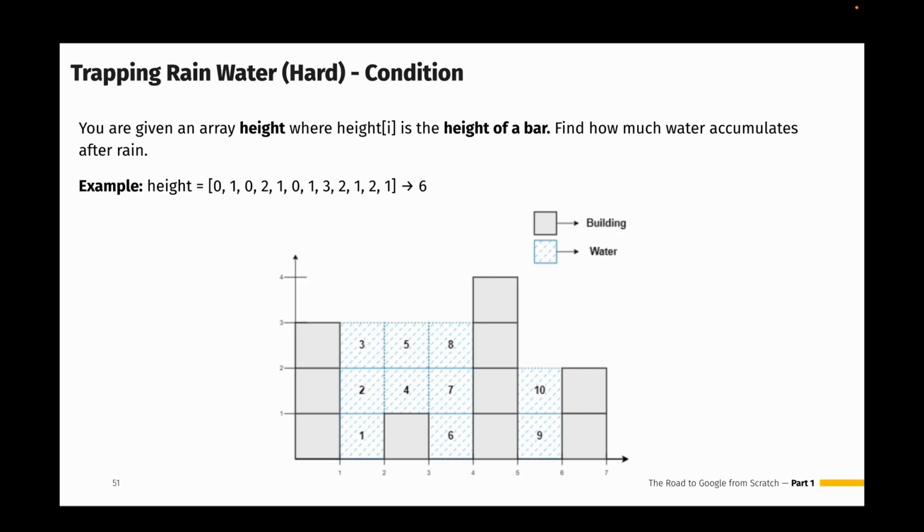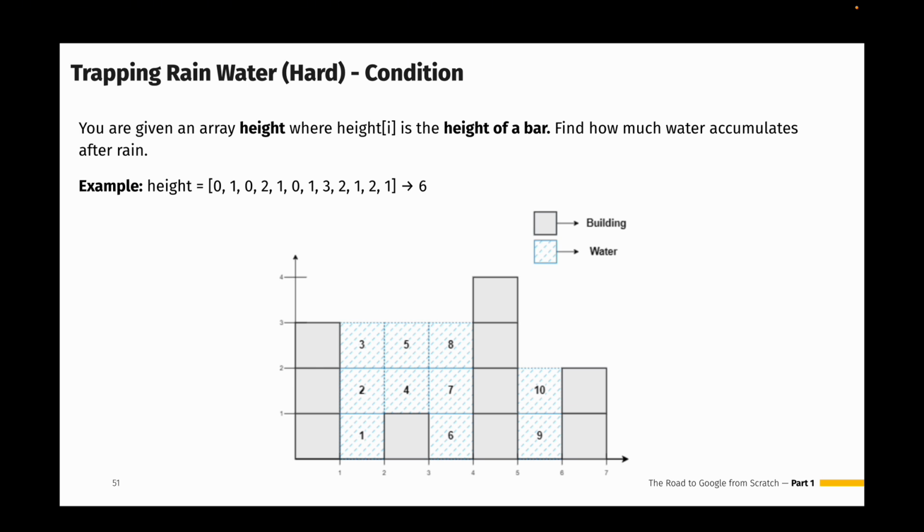So now let's check the next task, which is called trapping rainwater. It's a hard task, and let's check what we are given here. We are given an array with heights, where height[i] is the height of a bar, and we need to find how much water accumulates after rain.